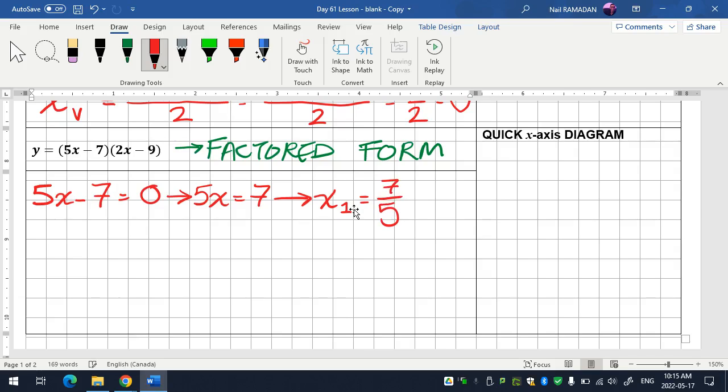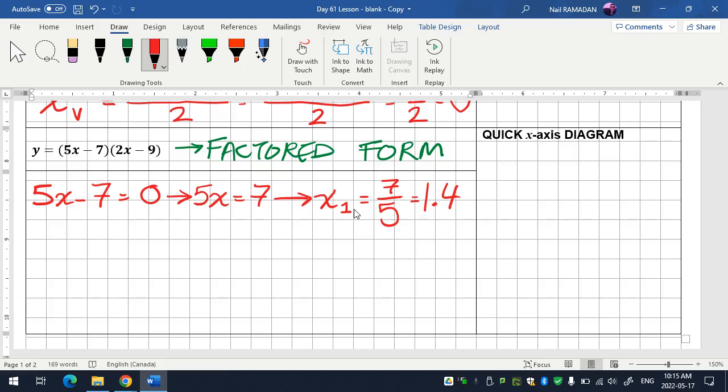Can you keep it as a fraction? Of course you can. But let's make it a decimal to see where it is on the decimal scale of the line. What's 7 divided by 5? It's 1.4. Okay, let's do the next one.